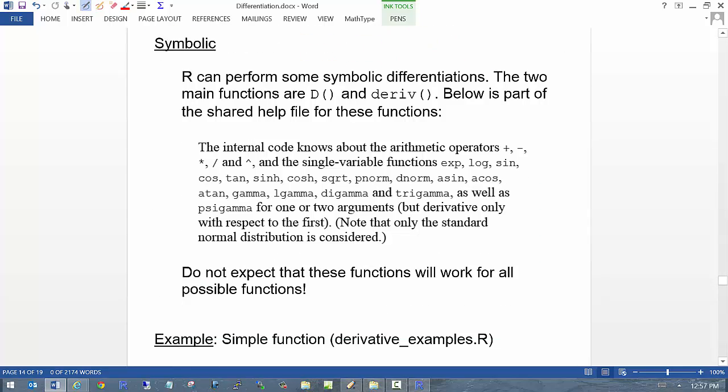Well, what about symbolic differentiation? Well, there are some functions that help you do that. The D function and the deriv function in R, that's in the main R there. You don't have to download any package for that. And these functions know about some mathematical functions, as you can see here, but not necessarily all possible mathematical functions when it actually takes derivatives.